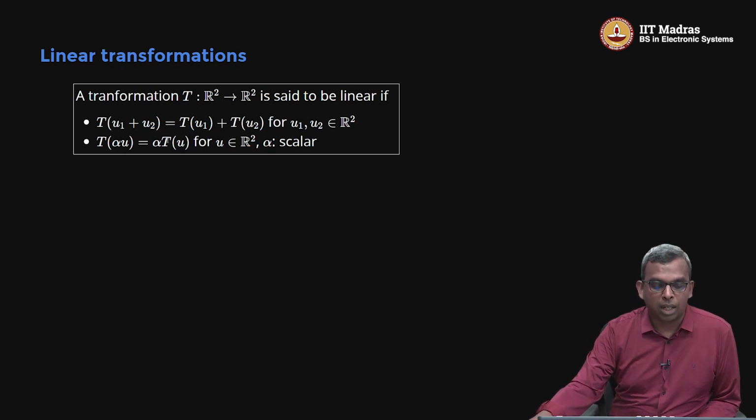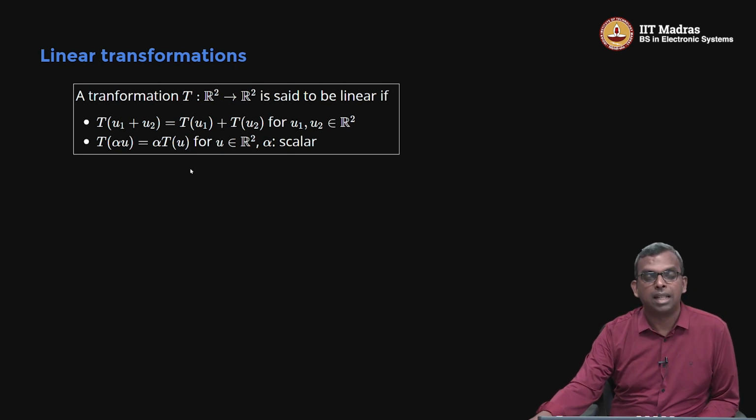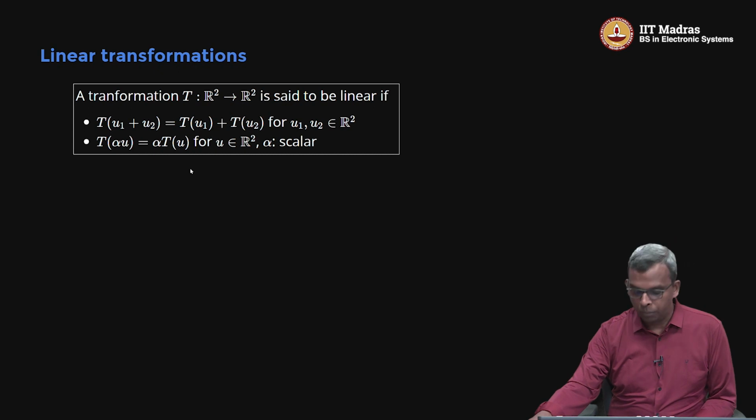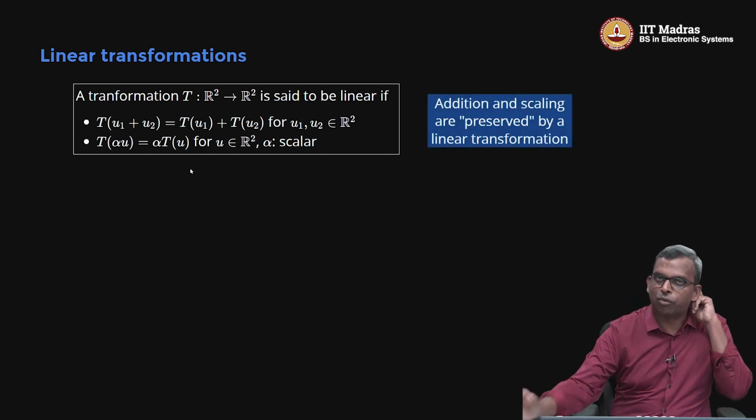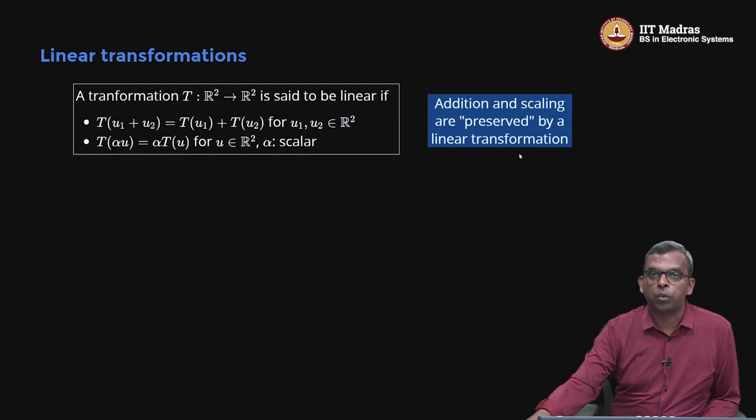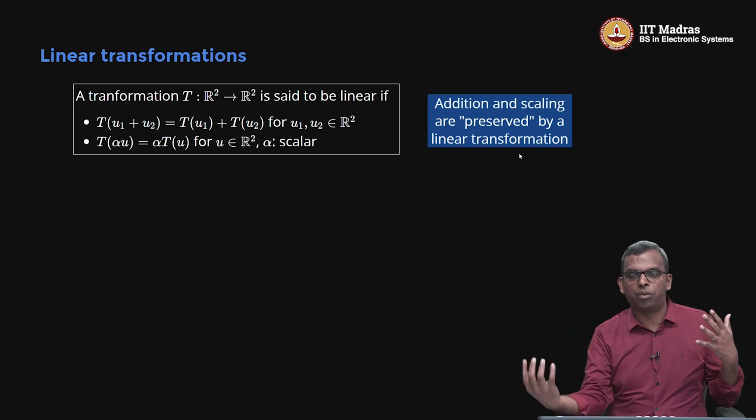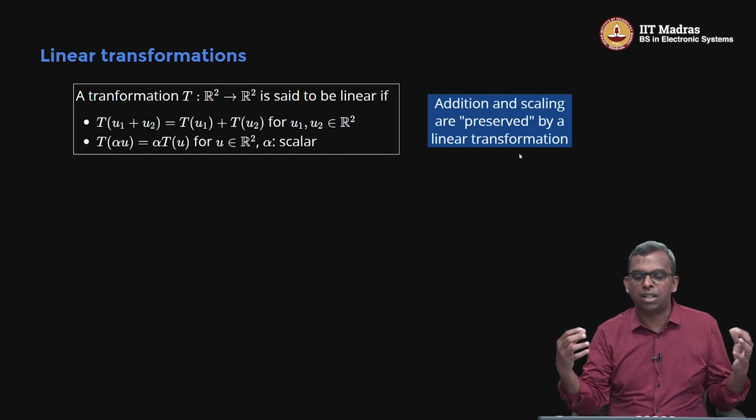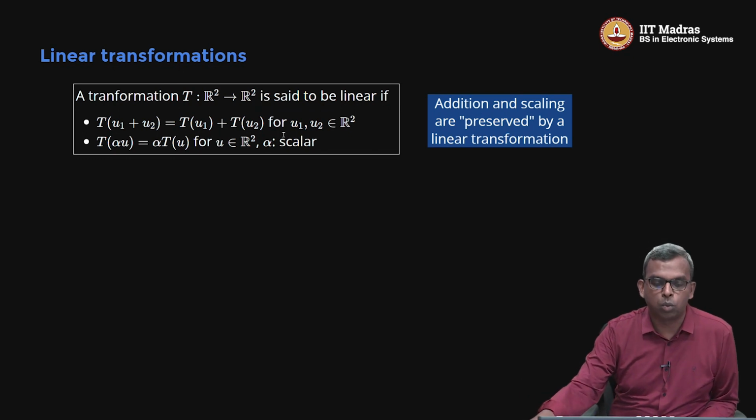Look at the next one. It is also similar. What am I doing on both sides? Alpha is a scalar, and u is a vector. On the left hand side, I am first multiplying u by alpha and then applying T. On the right hand side, I am applying T to u first and then multiplying by alpha. These two should also be the same. If these two conditions are satisfied, then we have a linear transformation. From a high level, linear transformations preserve addition and scaling on either side. From input to output, addition and scaling are preserved in some natural way. So this is what a linear transformation is.